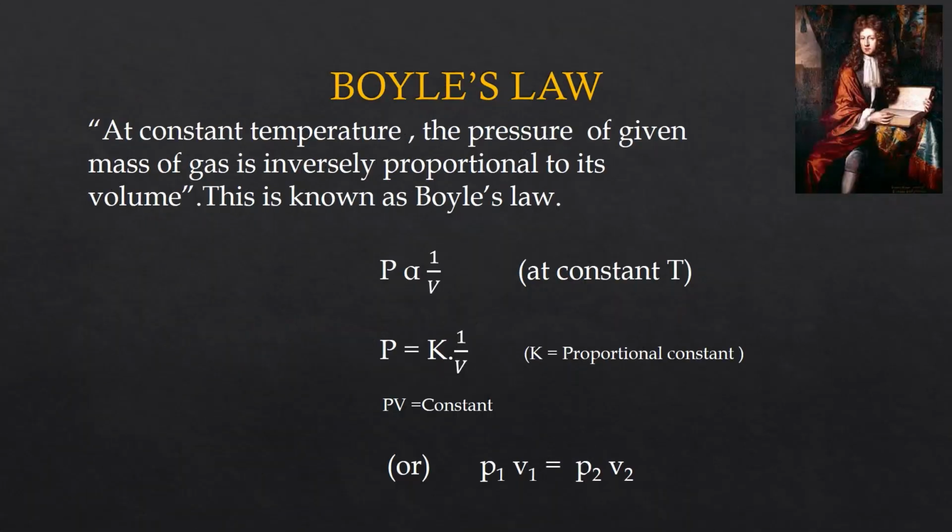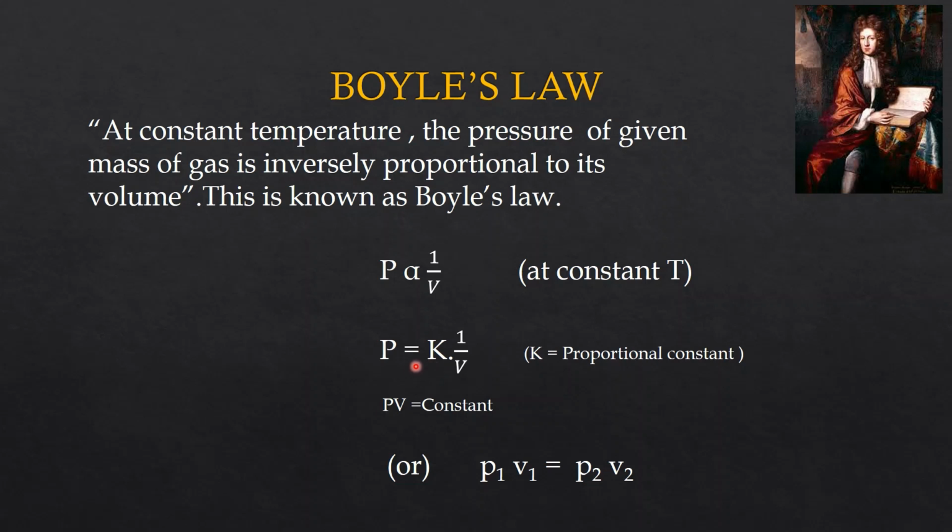Boyle's Law. At constant temperature, the pressure of a given mass of gas is inversely proportional to its volume. This is known as Boyle's Law. P is directly proportional to 1 by V at constant temperature. If you remove directly proportional, you have to use equal to and a proportionality constant K.